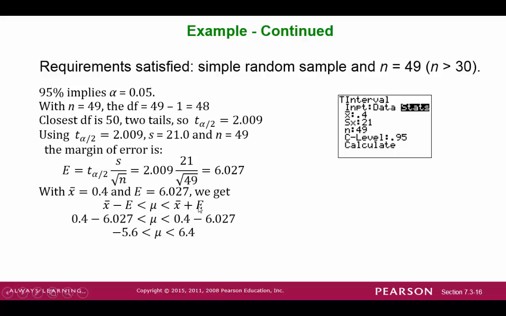So quicker than this, you can use a t-interval. When you call on t-interval and put in the values for x bar, 0.4, your Sx, your standard deviation, is 21, your sample size n is 49, and the confidence level is 0.95, 95%. When you hit calculate, you will get the same result, negative 5.632 and 6.4319. So the only thing I'd prefer is that you write your confidence interval with the appropriate population parameter. So we see that the t-interval gets us our results a lot quicker.